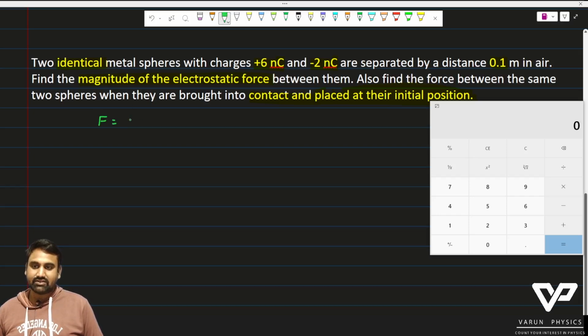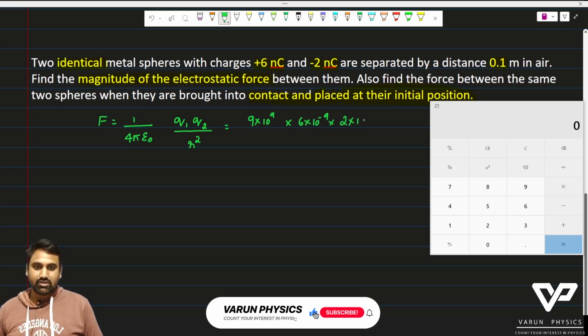Force F is equal to 1/4 pi epsilon naught q1 q2 divided by r square. Therefore, 1/4 pi epsilon naught is 9 into 10 to the power of 9, into q1, 6 into 10 to the power of minus 9, into 2 into 10 to the power of minus 9.